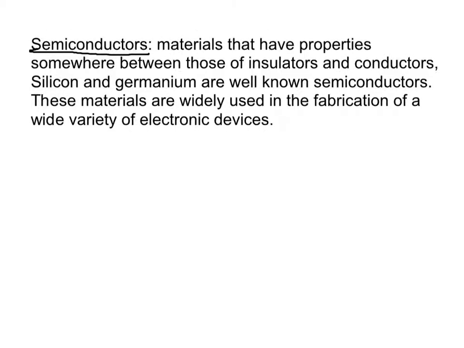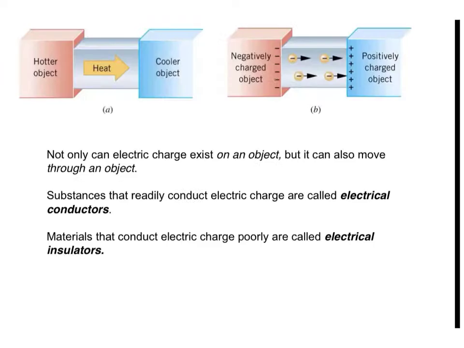Semiconductors are a third class of materials, and they have properties somewhere between those of insulators and conductors. The most common ones are silicon and germanium. They used to be used in making microchips, and now they're used in the fabrication of a wide variety of electronic devices.